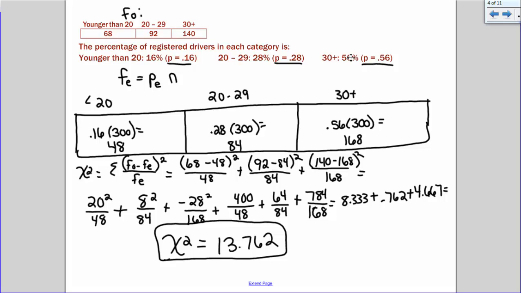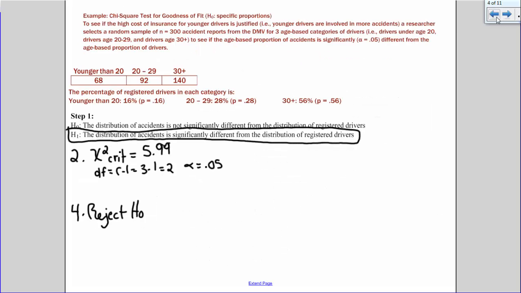However, we still haven't really answered the original question, which is asking, is the high cost of insurance for younger drivers justified in that younger drivers are involved in more accidents? Well, originally, if you're looking at this data, it looks like they're involved in fewer accidents, right? It's like, oh, wow, they shouldn't be paying so much. They make up less of the accident havers. But then when you look at the proportions of drivers based on age, we can tell that we would expect to see fewer accident havers to be that age because there are fewer drivers that are that age.